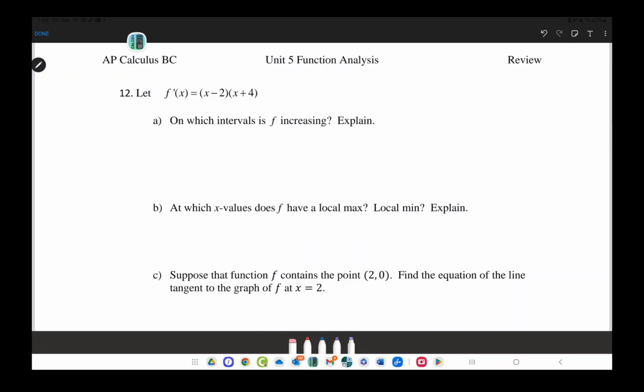All right. How much time do we have left? We've got plenty of time to probably finish this page.